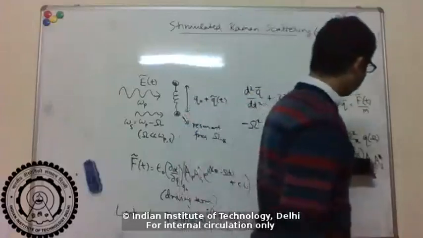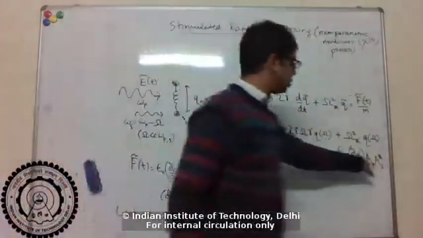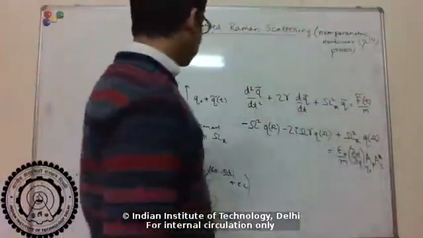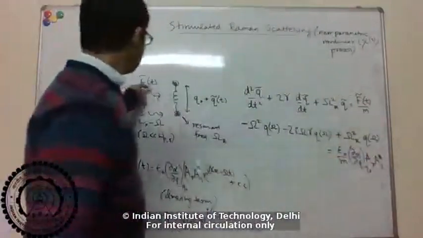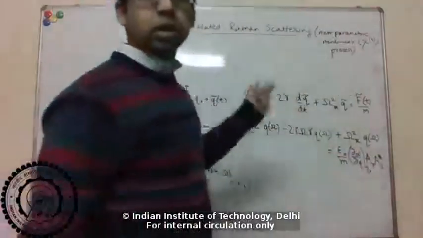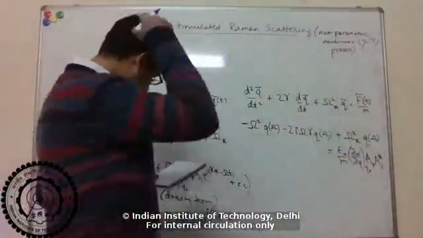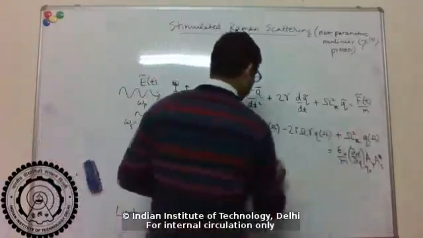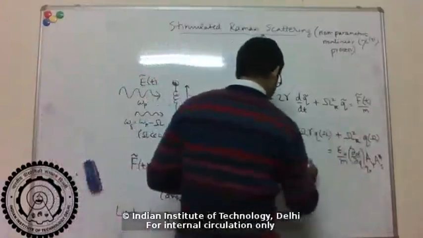So you can see that the amplitude Q of omega is going as AP AS conjugate, the product of the fields in my pump and Stokes. So you can already start to guess that this is some sort of nonlinear process, where there's some mixing going on between my two input waves, which is driving the atomic vibration. So this just becomes a linear equation for Q of omega, and I get Q of omega.